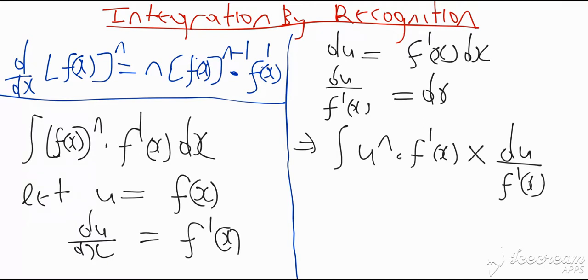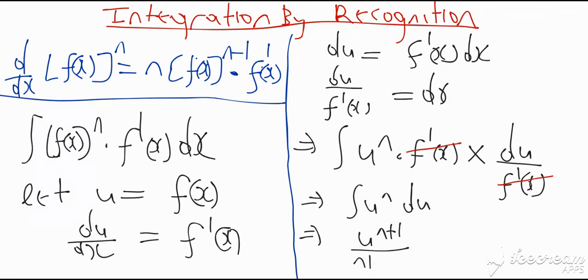Now look at what happens. My f prime of x down here would take out f prime of x up there. So this simply becomes the integral of u to the n du. And of course, we know exactly what to do here. When I integrate u to the n with respect to u, we simply add 1 to the power. So I'm going to have u to the n plus 1 over n plus 1 plus c, which is your constant of integration. We can't leave it like this because bear in mind it was initially a function of x.